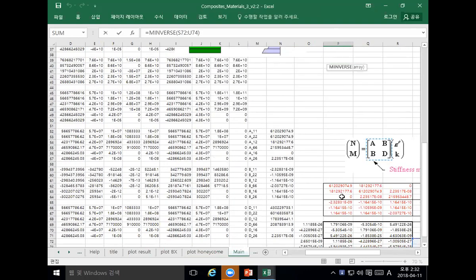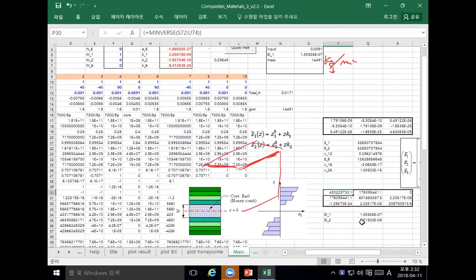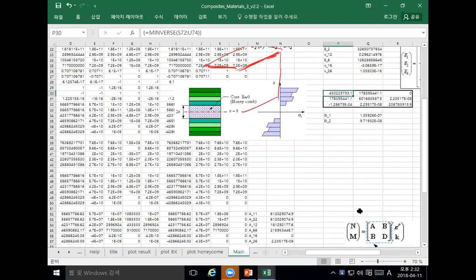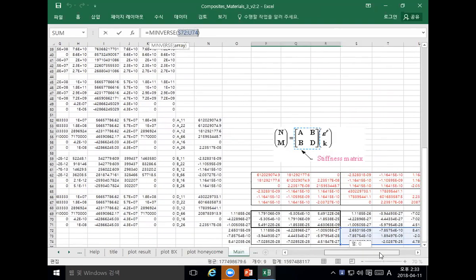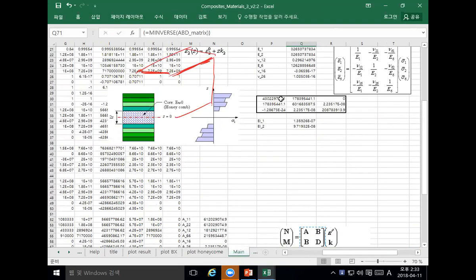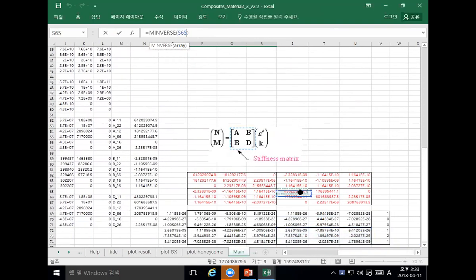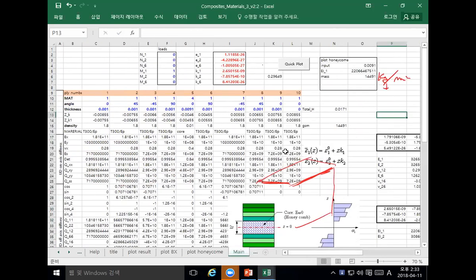Inverse of the M matrix. Oh, sorry. This one has the inverse, not of the D matrix. This is the ABD matrix, and this is the inverse, sorry. So this is actually an inverse. The inverse of this upper one is the ABD matrix, and the inverse of this D matrix, and then we get the inverse of each item. Okay, sorry, that was my mistake. Let's do it again.